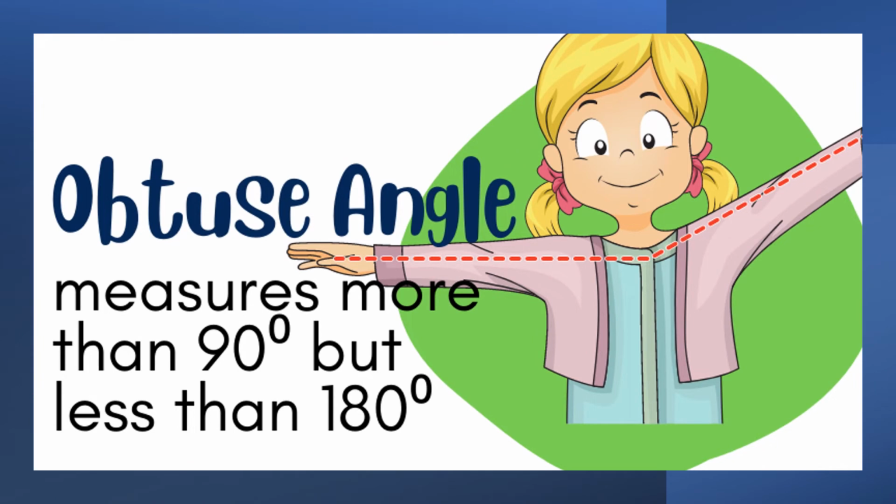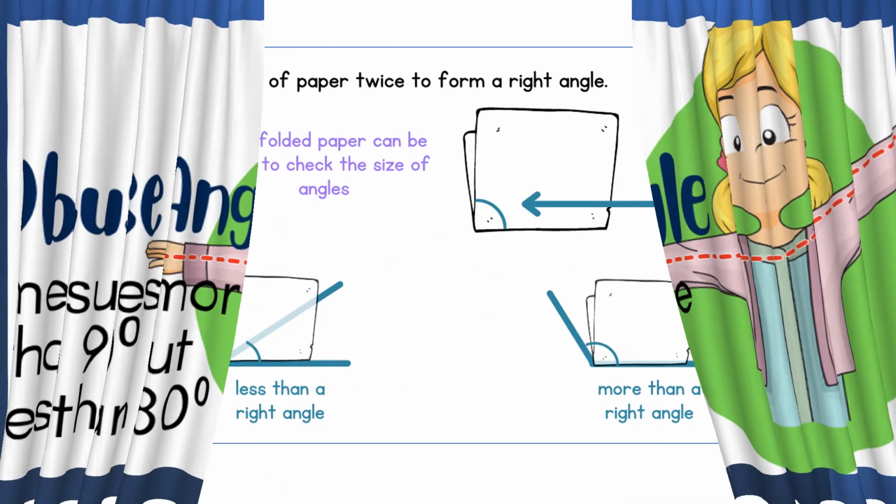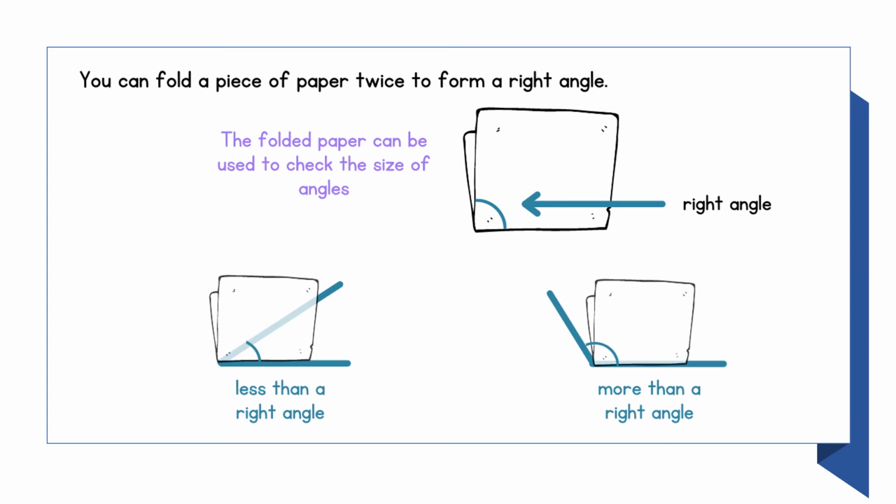Another is an obtuse angle. It measures more than 90 degrees but less than 180 degrees. Spread your arms to represent an obtuse angle, but make sure not to form a straight line or more. You can fold a piece of paper twice to form a right angle. The indicators will show you if it is a right angle, an acute angle, or an obtuse angle.